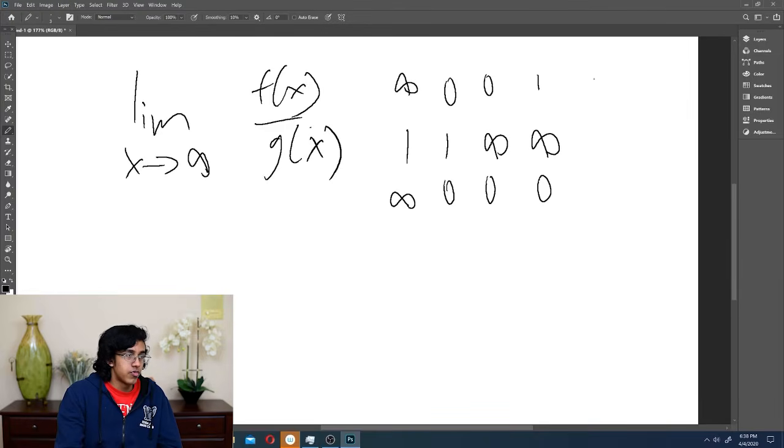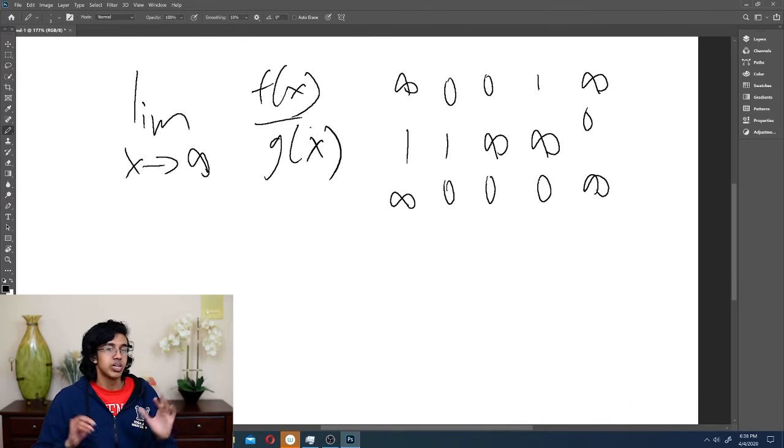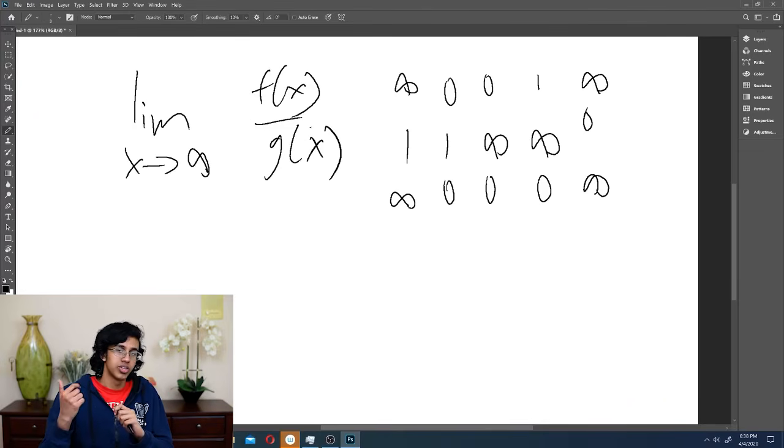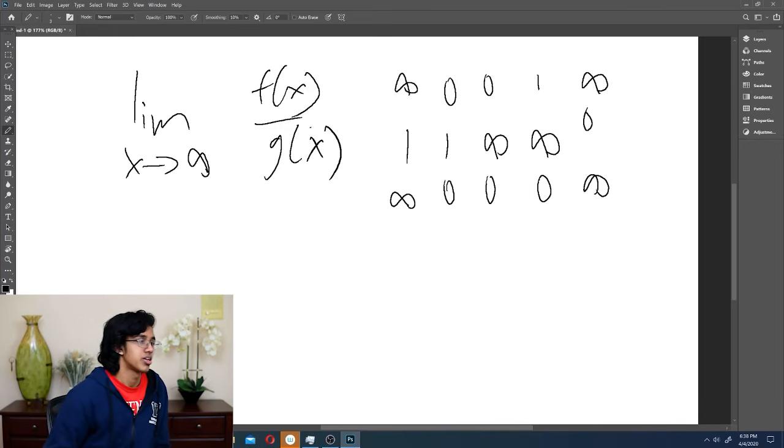Then if you have infinity over 0, it's basically just going to be infinity, because you're taking a really big number and dividing it by a really small number, which is just going to make it even bigger, so it's just going to be a really big number. Now be careful with positives and negatives, because if g of x approaches 0 from the bottom, if it's negative 0, it becomes a really small negative number, then it's going to approach negative infinity. So be careful with your signs, that is the thing.